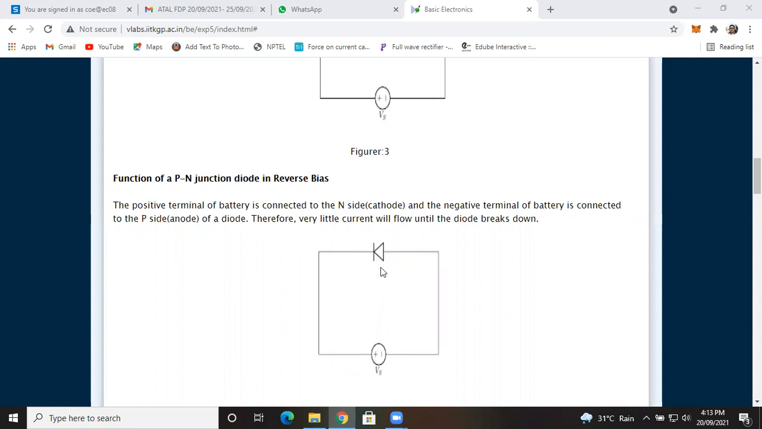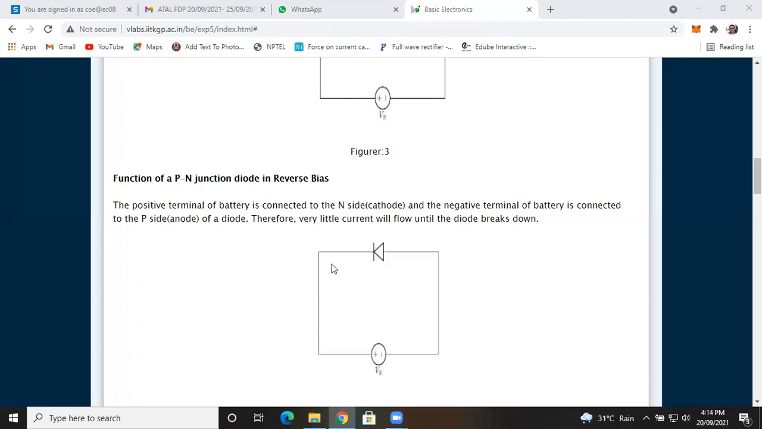So what happens when the diode is connected in reverse bias? Definitely you already learned the theory. When the diode is connected in reverse bias, the width of the depletion region is increased. And as the barrier potential increases, no free electrons will move from the P region to the N region, so theoretically no current will flow in reverse bias.